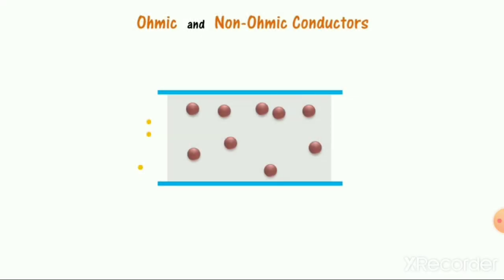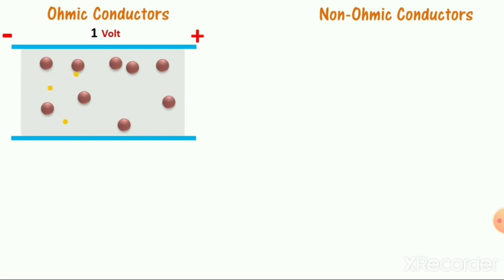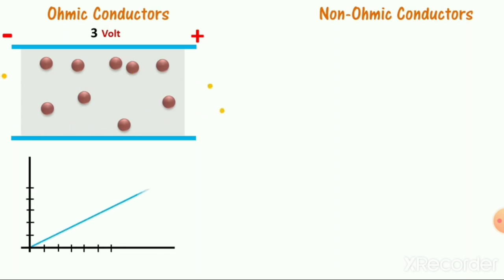Well, what are conductors? Conductors allow electrons to flow through when a potential difference is applied. When the voltage applied is low, the current is low. As voltage is increased, the current increases. The relationship between voltage and current can be represented as a graph. This is a straight line for ohmic conductors.